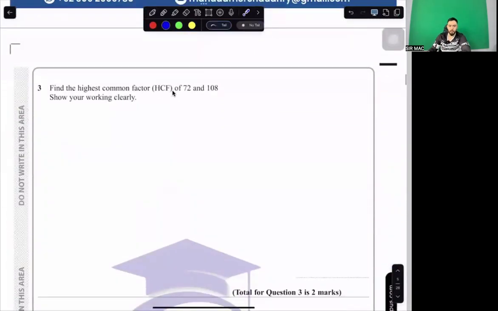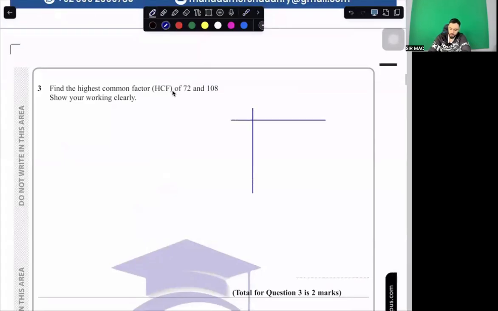Okay. Moving on. Now find the highest common factor of 72 and 108. Okay, so 72 and 108. I'd like to solve it like this. You can solve it whatever way suits you. So first of all, there's going to be 2, 36, 2, 18, 2, 9, 3, 3, and 3, 1.